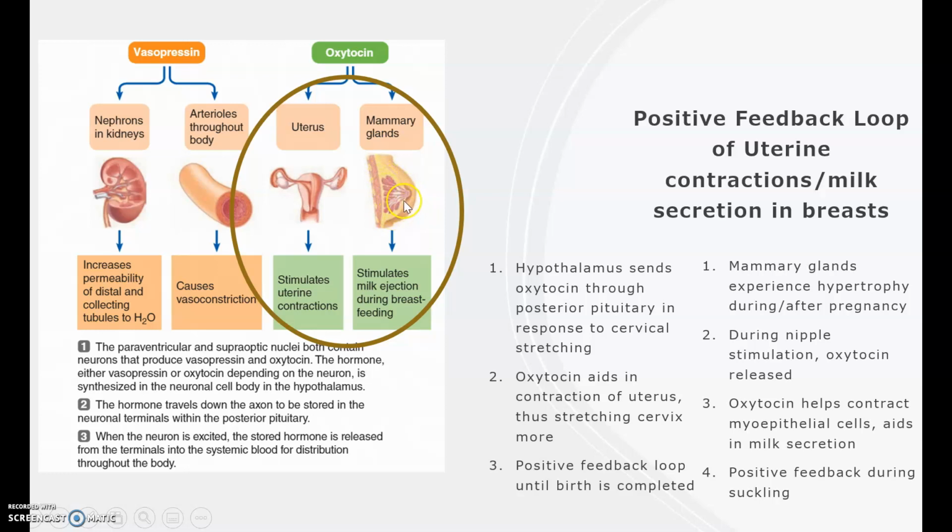these myoepithelial cells that will actually squeeze these cells that contain the milk in the mammary glands, and it will help secrete the milk. And once again, this is a positive feedback loop. So the more suckling that happens, the more milk will be released. And that's really important in the overall life and survival of this baby. So these are amazing evolutionarily conserved processes.